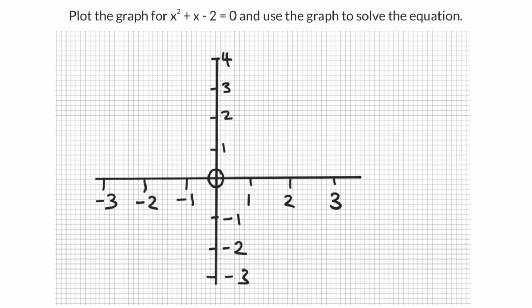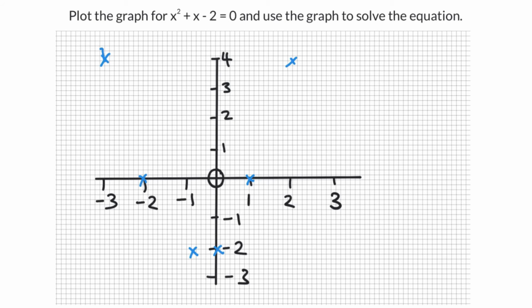So when x is minus 3, y is 4. When x is minus 2, y is 0. When x is minus 1, y is minus 2. When x is 0, y is minus 2. When x is 1, y is 0. And when x is 2, y is 4.